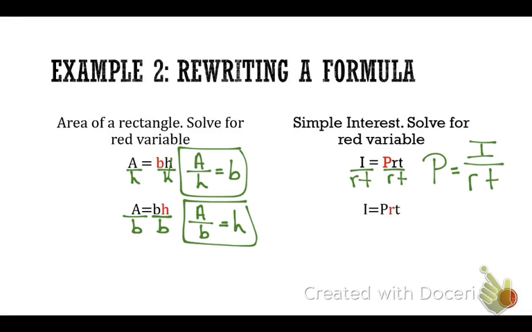All right, go ahead and do the last one. Perfect. Very good. All right, so she knew that she had to solve for r, so she divided by the other variables. So r equals I over pt, or if you wrote it the other order, I over pt equals r. That is also correct.